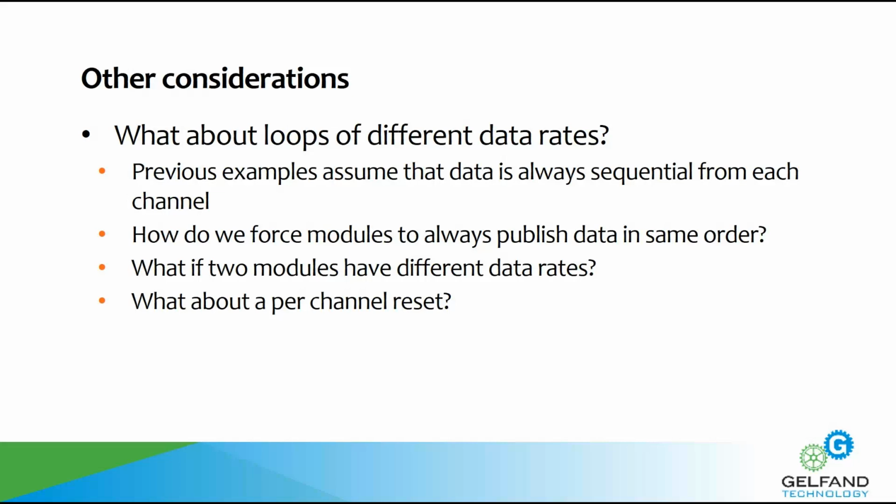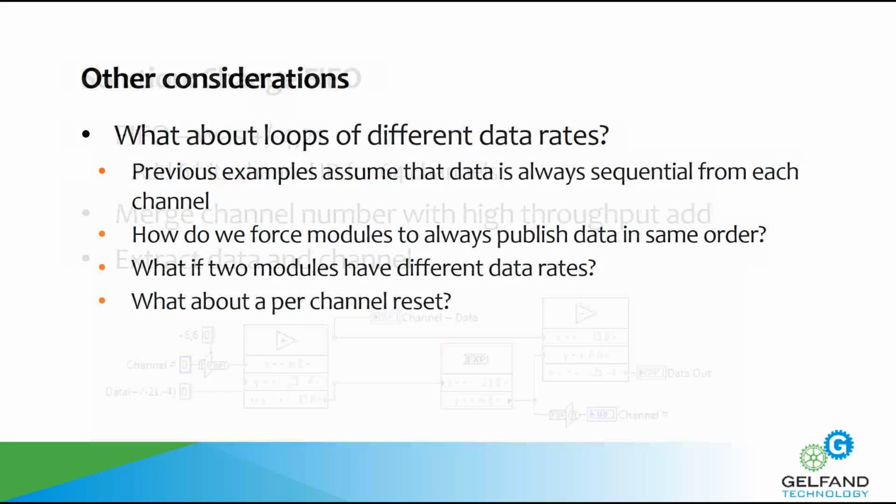So what happens if we have loops of different rates? In the previous code, we assumed I'm always putting the data in order. I'm always getting channel 0, 1, 2, 3. What if I'm not? Also, how would I force the modules, when I've got 3 or 4 different modules, to all put the data into the buffer in the correct order without doing lots and lots of coding? What if 2 modules had different data rates, and how do I reset on a per channel basis?